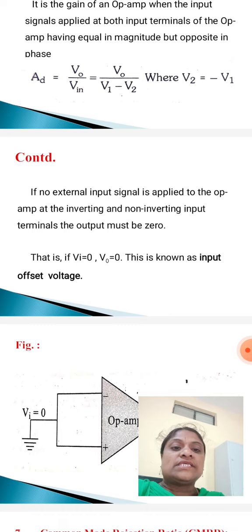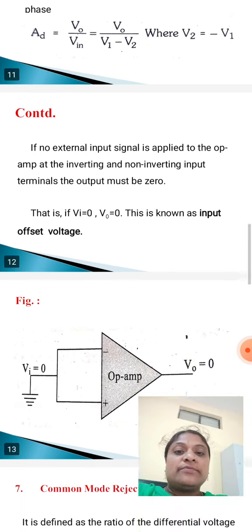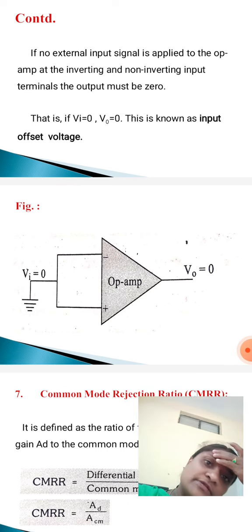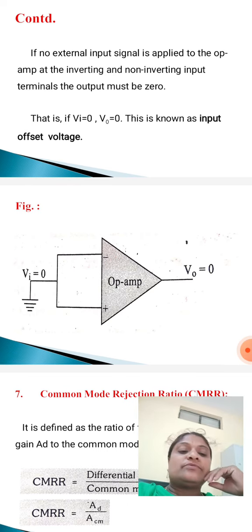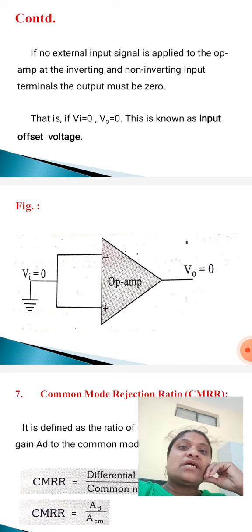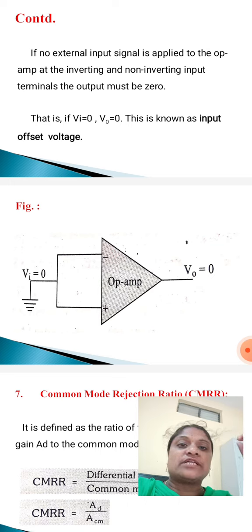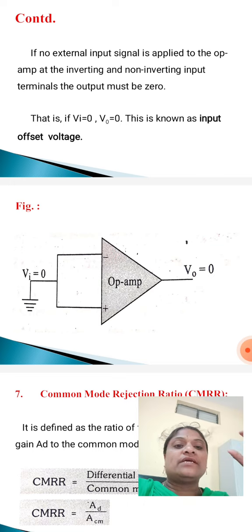This is known as input offset voltage. So what is input offset voltage? If no external input signal is applied to the op-amp at the inverting and non-inverting input terminals, the output must be 0.